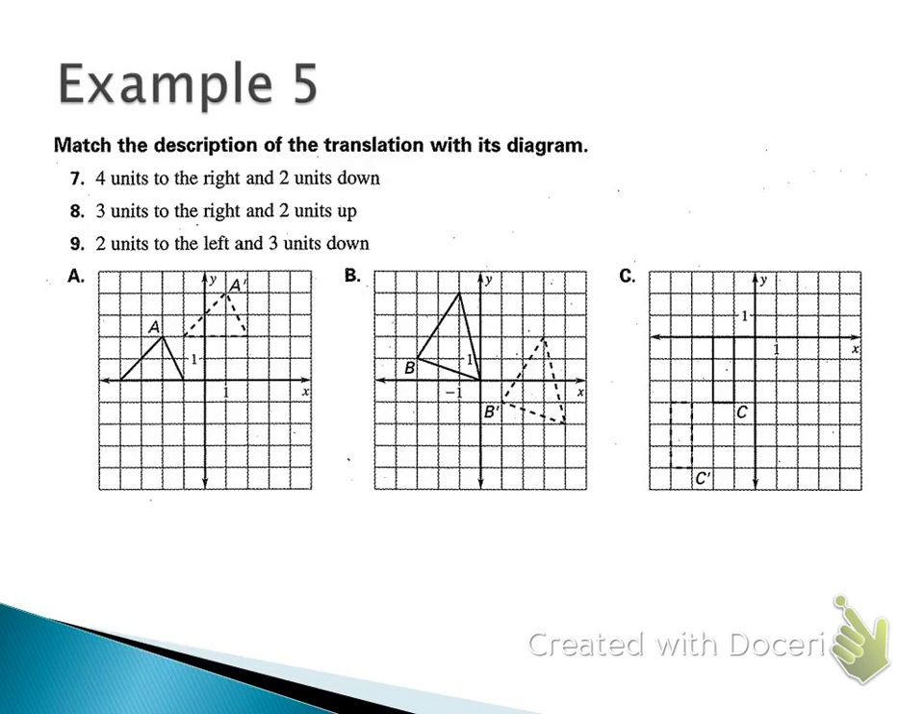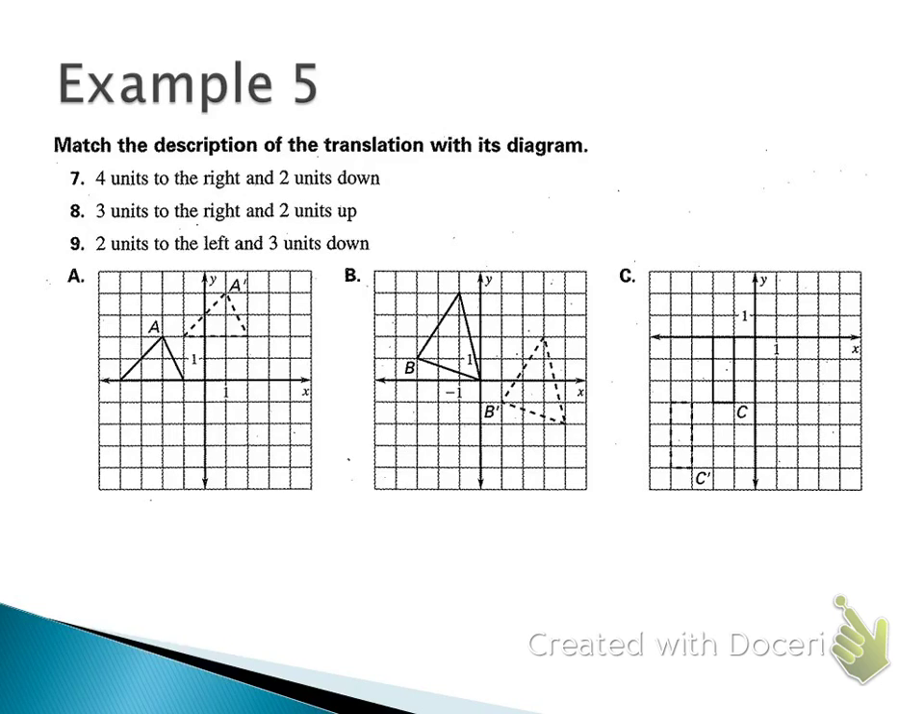All right, our next set of examples is actually a matching section. So we are going to match the description to its diagram. These are a little hard to see on the board, but they are printed on your handout, so that should make it easier. So we have to figure out which of these diagrams shows that we moved 4 units to the right and 2 units down. Remember that we always have to start with the plain letter A, or B, or C. We do not start with the primes.